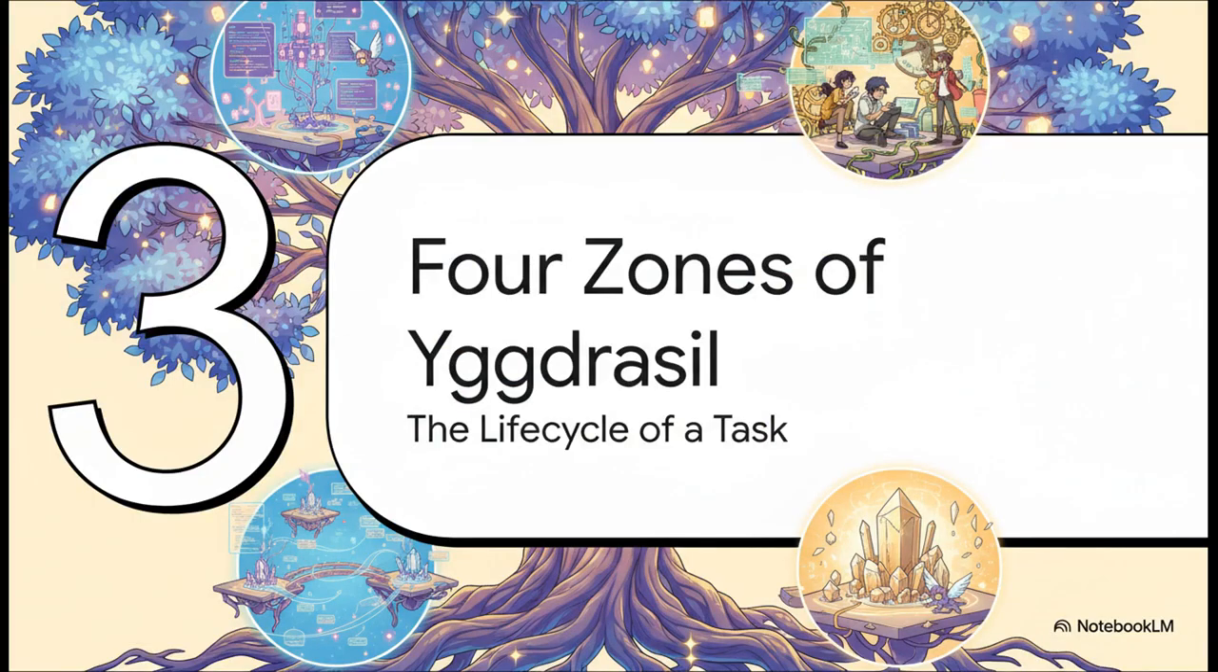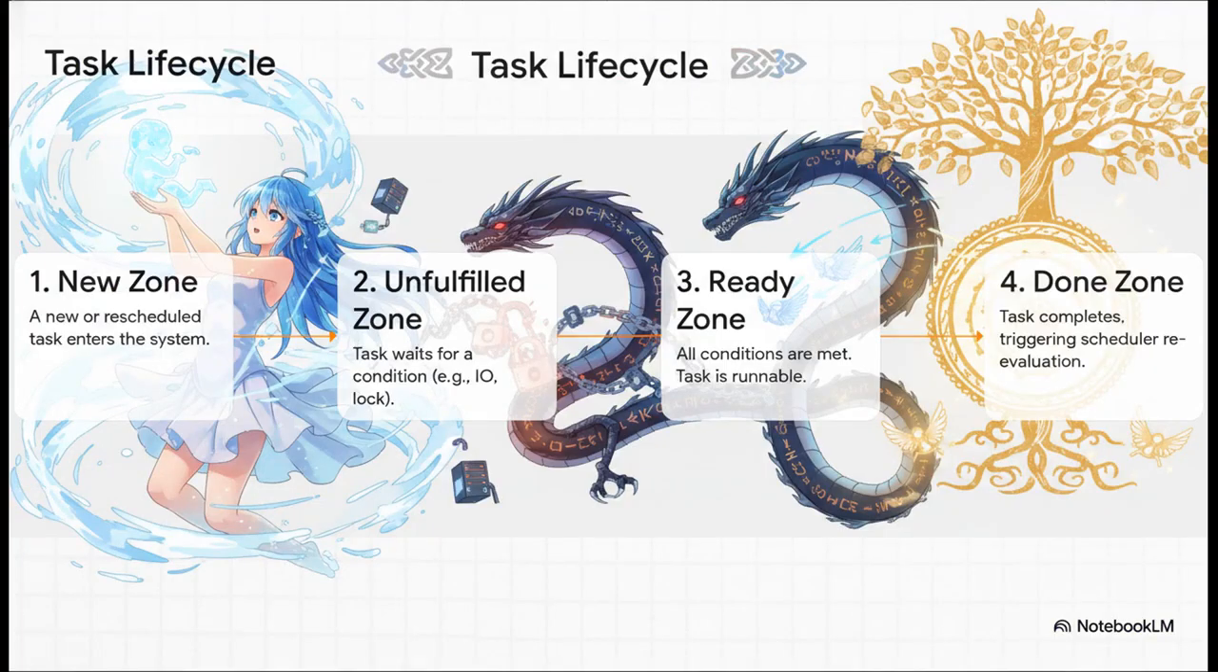So with this giant world tree of tasks and a dragon scheduler, how does a single little task actually move through the system? Well, to make sense of all that chaos, Yggdrasil is split into 4 conceptual zones. It's like a roadmap for the life of every task. Every task starts its journey in the new zone. Níðhöggr grabs it, takes a look, and decides where it goes next.